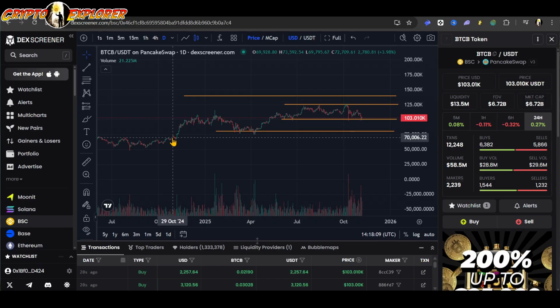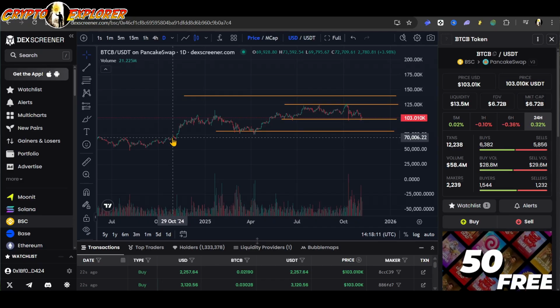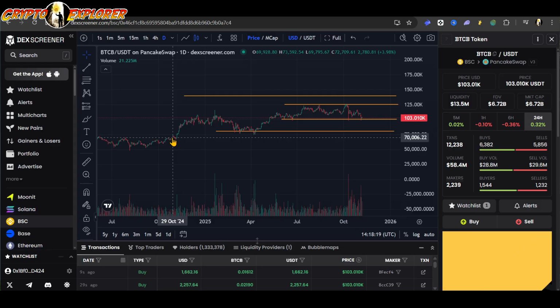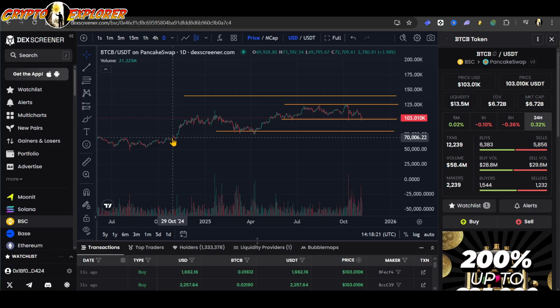No one was able to hack the network. No one was able to manipulate it. And that's why big money is buying in every single day.